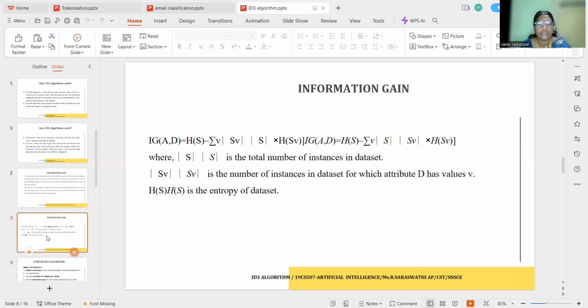This is the information gain formula. Information gain of A comma D equals H of S minus summation over V of modulus SV by modulus S into H of SV, where modulus S is the total number of instances in the dataset, SV is the number of instances in the dataset for which attribute D has value V, and H of S is the entropy of the dataset.